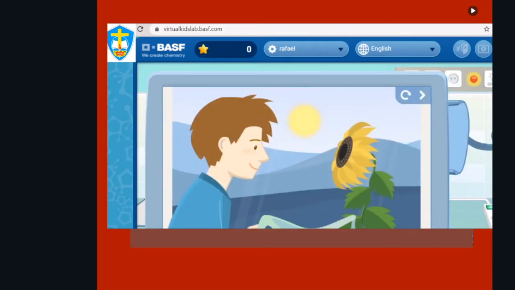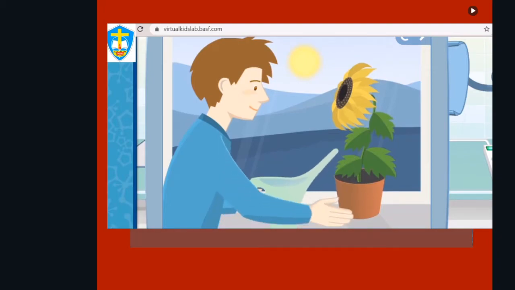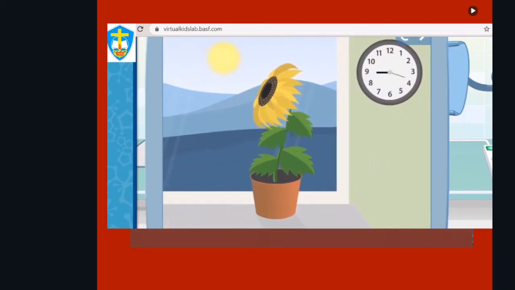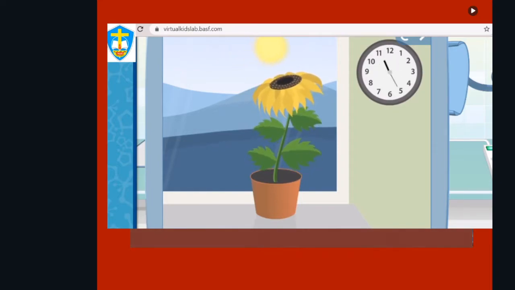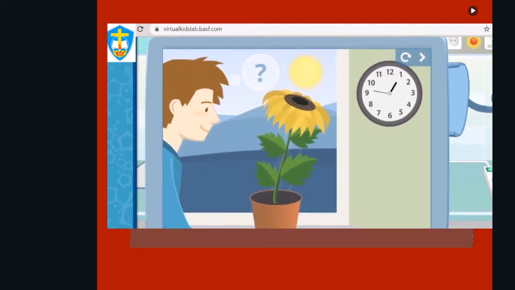As Tobias is watering his sunflower, he notices something remarkable. His sunflower always points its head and petals toward the sun, so it moves with the sun throughout the day. But why does it do that? Why does it need the light?